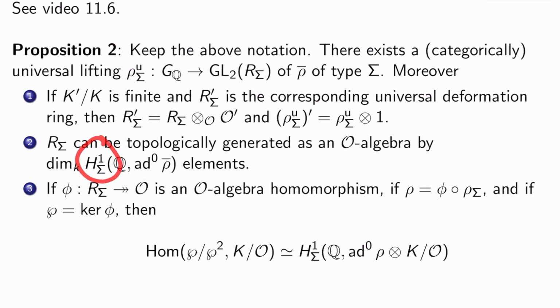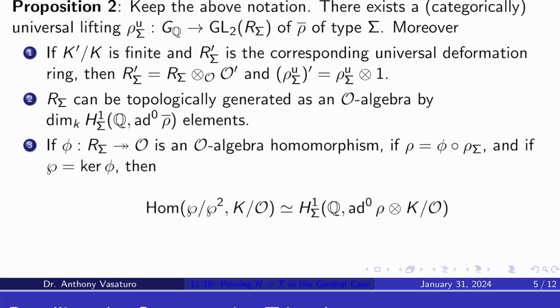So we had a whole video on type sigma cohomology. Please go see that. That's in this chapter. And then 3, which is the one that we're going to use the most here. If phi from R sigma surjecting onto O is an O algebra homomorphism, if rho is phi composed with rho sub sigma, and if WP is the kernel of phi, then homomorphisms from WP mod WP squared to K mod O, those are isomorphic to the cohomology group H1 sigma Q at 0 rho tensored up to K mod O.